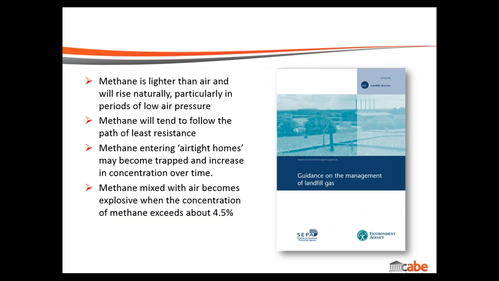Methane itself is lighter than air and will rise naturally. How much methane rises does depend on the weather. Where we've had the last day or so particularly good weather, high pressure, the amount of methane coming out of the ground will be less because the pressure is keeping it down. But during periods of low pressure, the methane will tend to increase in terms of movement into properties. So again, we have to look at the methane getting into our potentially airtight homes. So again, we're looking at a continuous barrier across the floor to try and deal with some of this.